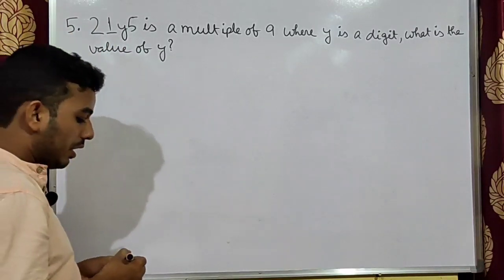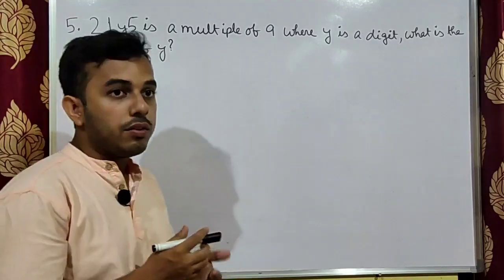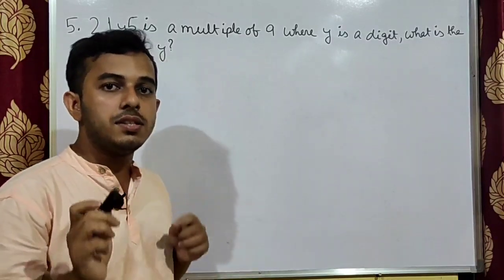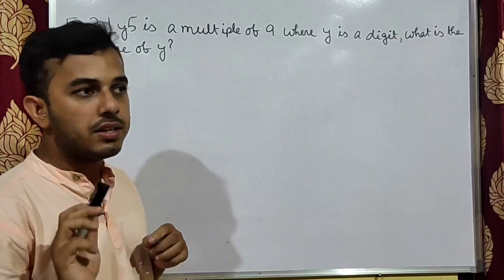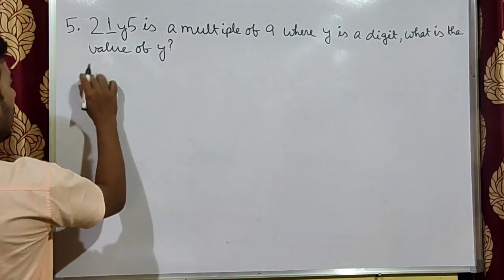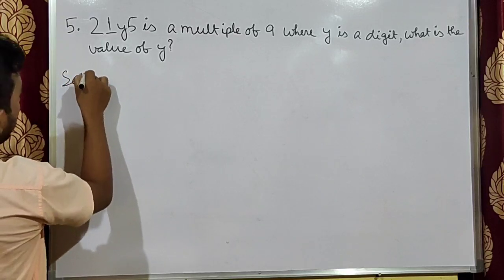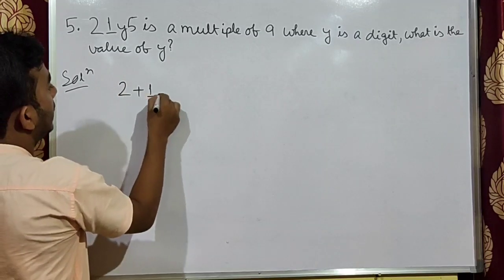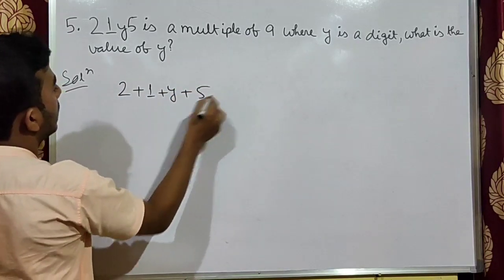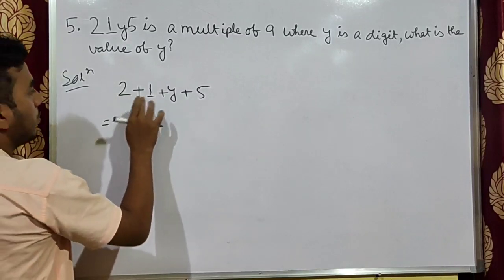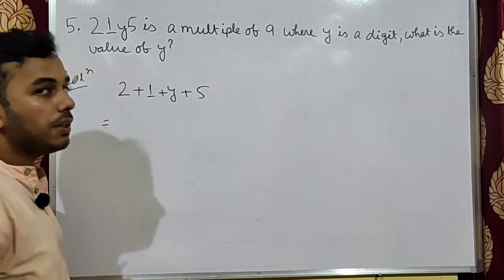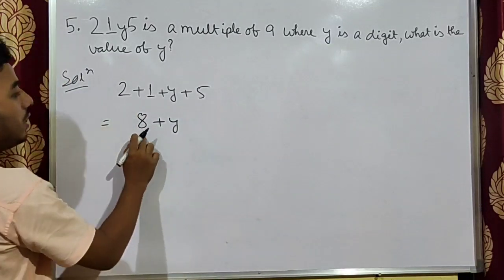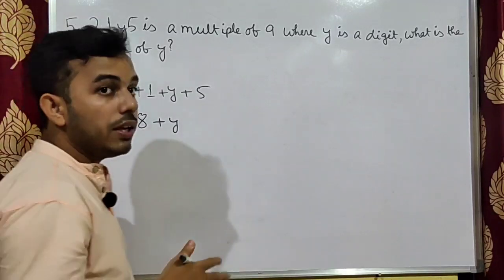Before finding, we know the divisibility test for 9: if the sum of the digits is divisible by 9, then the number is divisible by 9, isn't it? So we will use this rule in our solution. First of all, we will write the solution: 2 plus 1 plus y plus 5. 2 plus 1 is 3, 3 plus 5 is 8. So 8 plus y. Up to this clear? The sum of the digits will be 8 plus y, right?